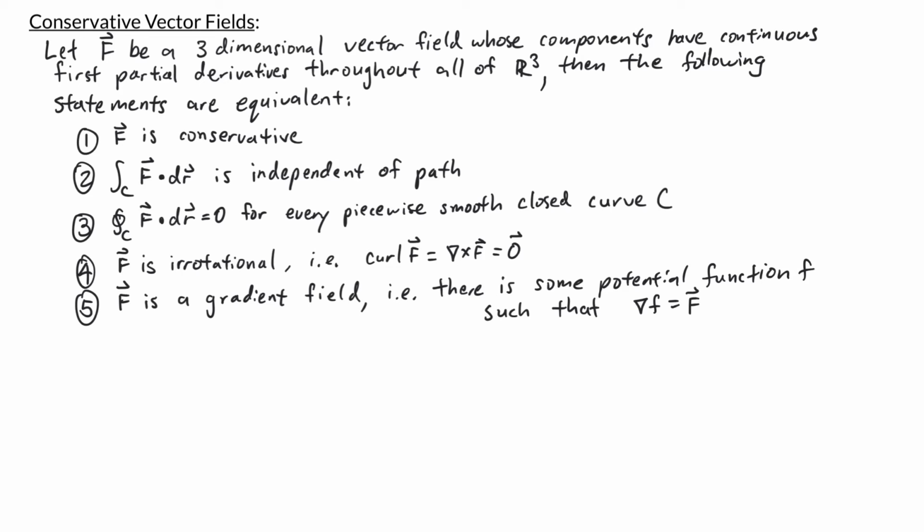Remember, a closed curve is just a curve that has the same initial and terminal point. The fourth statement is F is irrotational, meaning that the curl of F is the 0 vector. That's what we talked about in this video. And then the last statement is what we learned a while ago, that F is a gradient field. So there is some potential function little f such that the gradient of little f is our vector field big F. So that's it for this video. In our next video, we'll talk about the dot product of the del operator with a vector field.